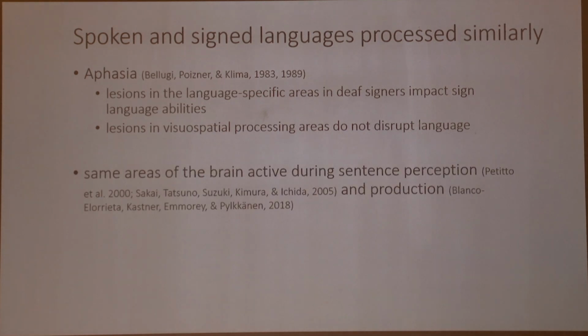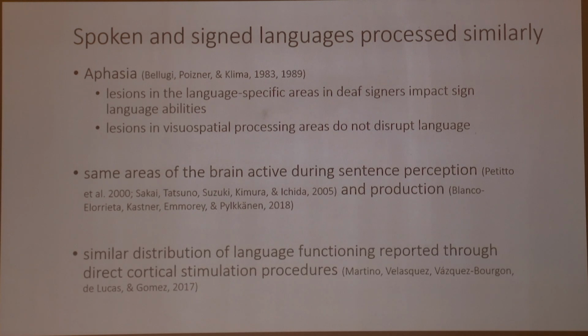Moreover, it's been found that the same areas of the brain are active in both sentence perception and production for both deaf and hearing individuals. And finally, very similar distribution of signed and spoken language functioning has been reported through direct cortical stimulation procedures.